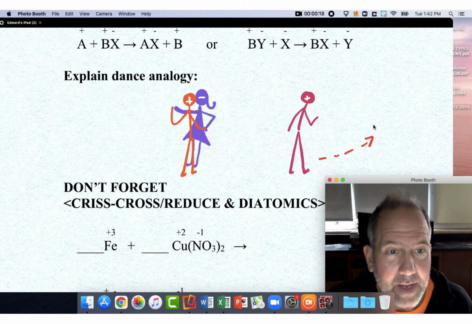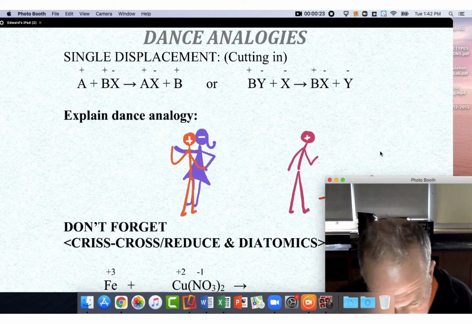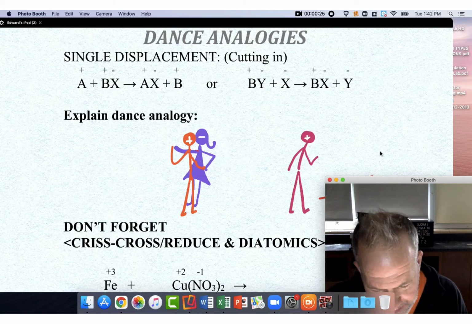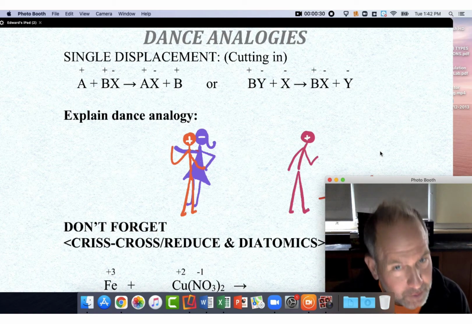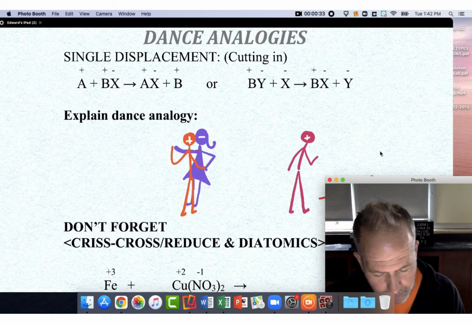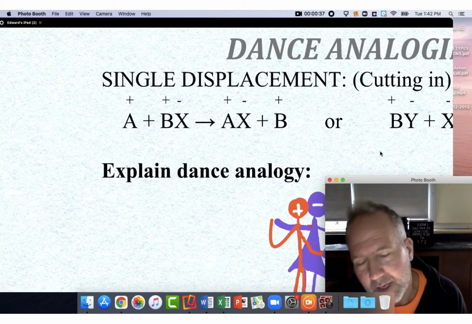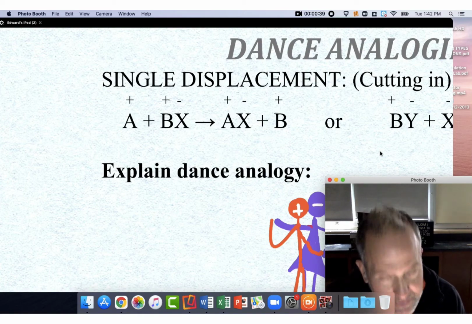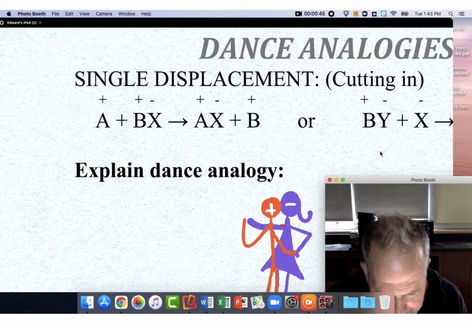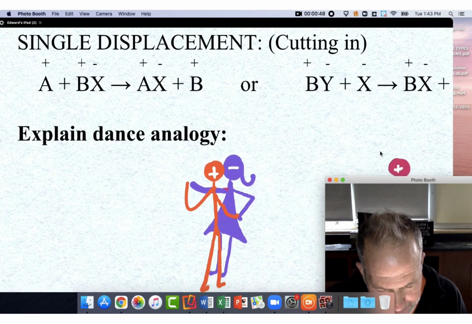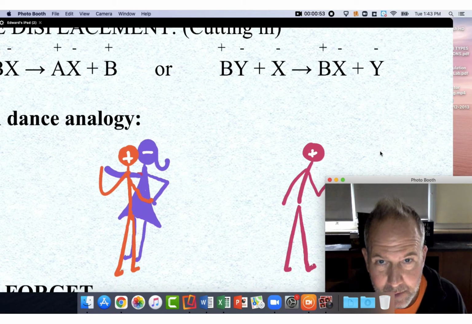Okay, now that reaction right there is what we call single displacement. Sometimes you call it single replacement, and I call it the cut in because they're cutting into the dance. Now, there's two different ways this can happen. Way number one can be with positive replacing positive. So in my analogy, I'm using the boys as positives and the girls as negative. And the positive replaces the positive. And so one guy replaces the other and the other one hits the road.